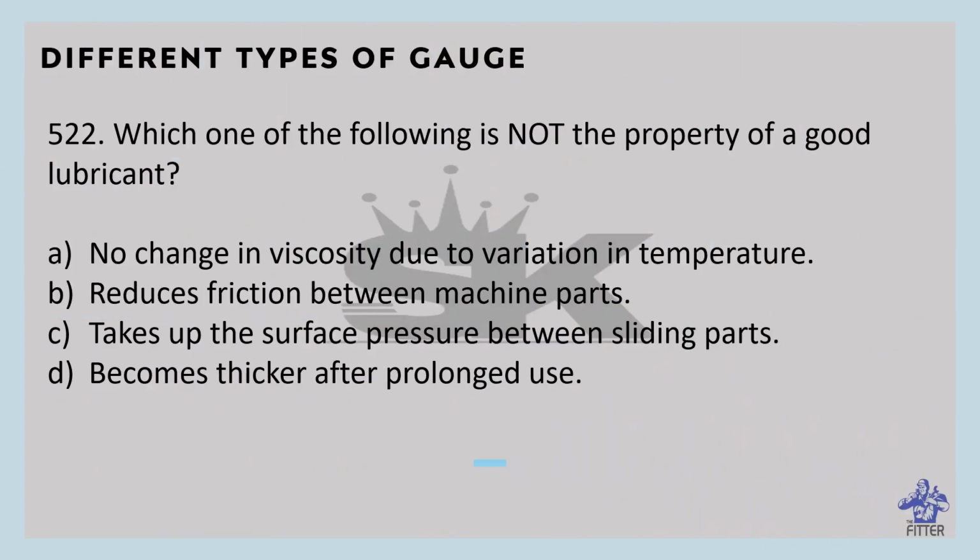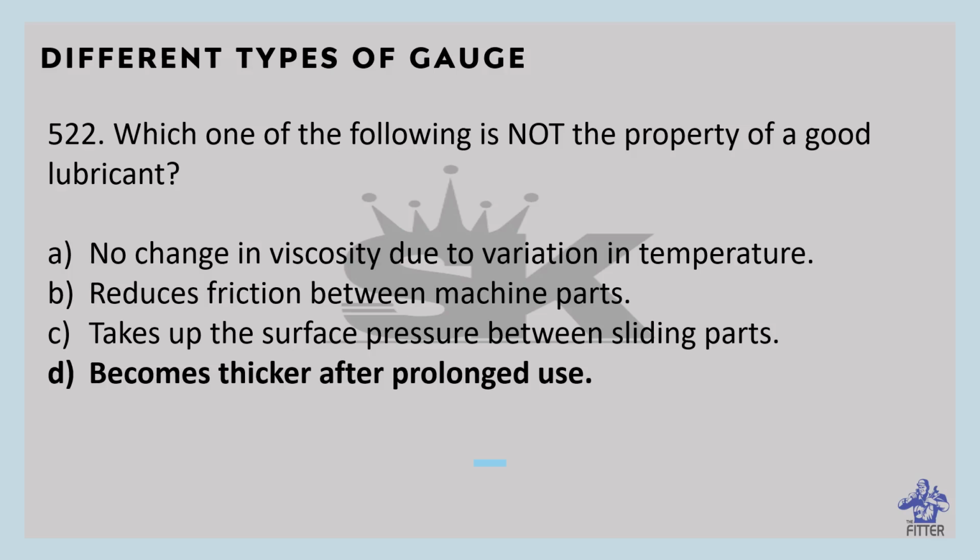Which one of the following is not the property of a good lubricant? Among the options, option D, becomes thicker after prolonged use, is not a property of a good lubricant.